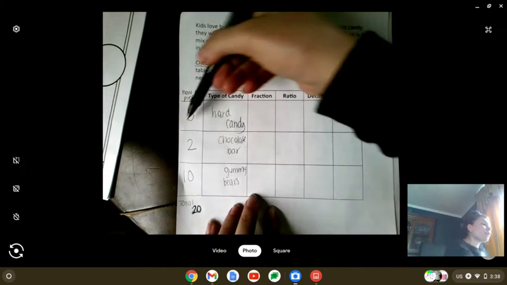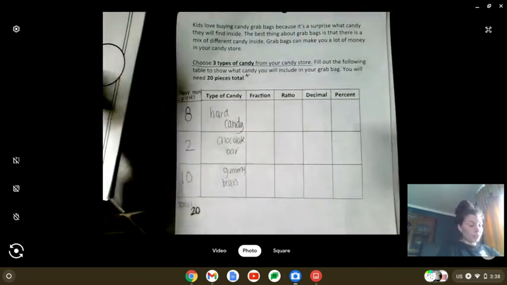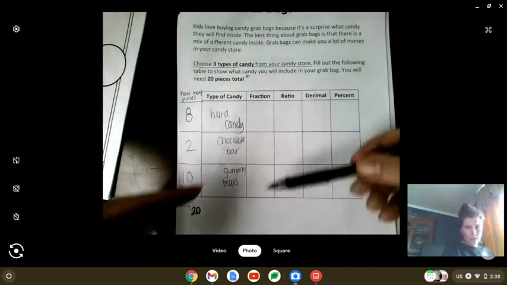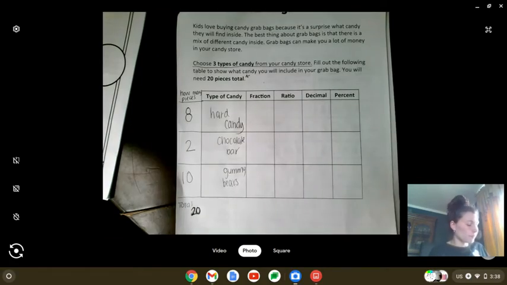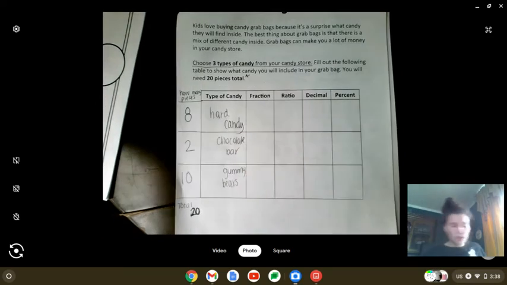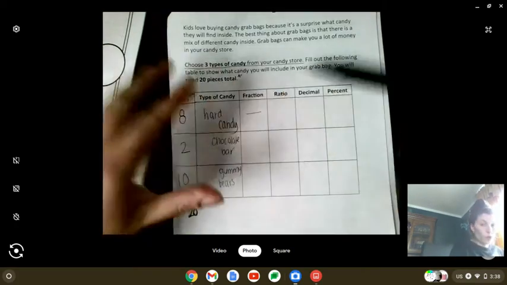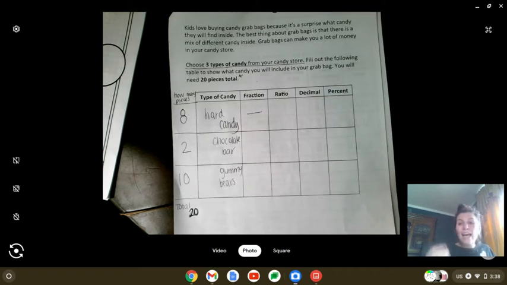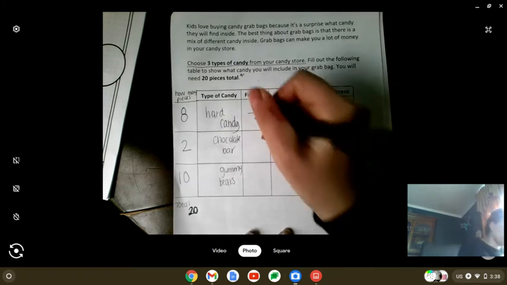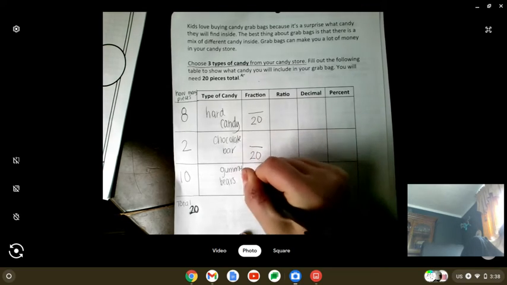Instead of going across this way and figuring out everything for each candy, we're going to do all the fractions together, then all the ratios, and all the decimals, and all the percentages. Or at least we're going to start with all the fractions first. We may go back and forth. Our fraction is always part over total. The total is how much candy is in each bag. So our total is always going to be 20.